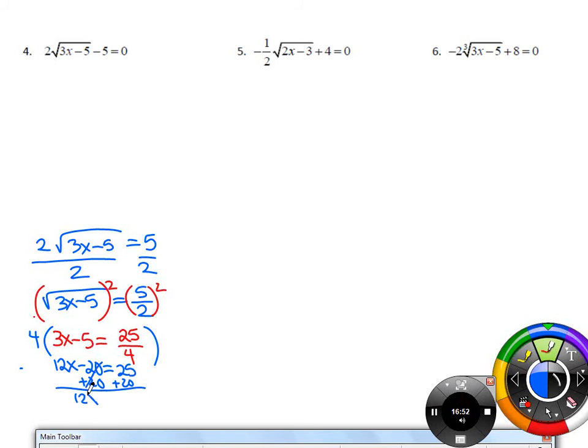So I get 12x equals 45, and then I'll divide both sides by 12, and now you can see where our fraction is going to show up. So I get 45 over 12. I can reduce that. These are both divisible by 3. And so then that's going to give me x is equal to 15 over 4.